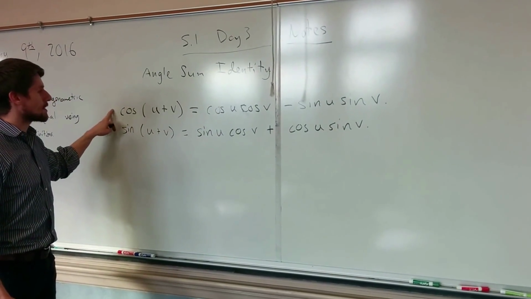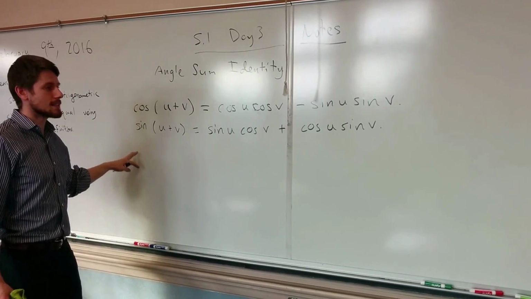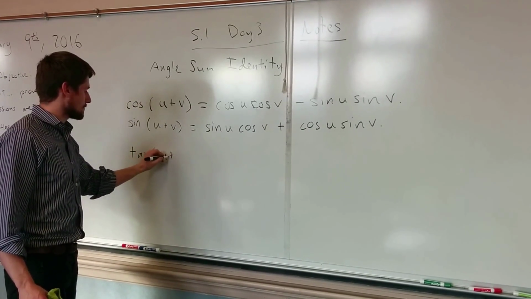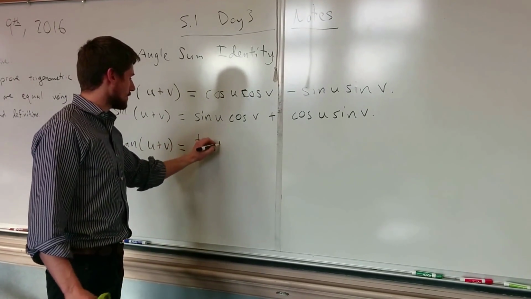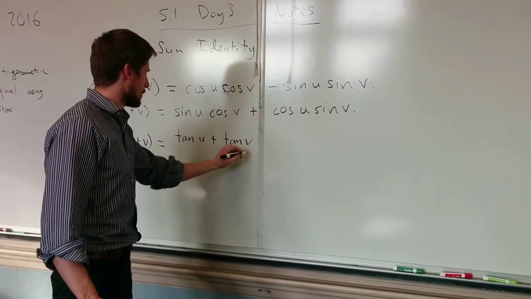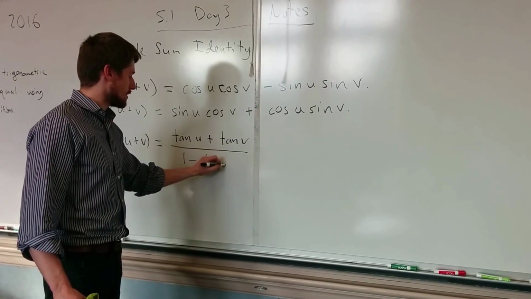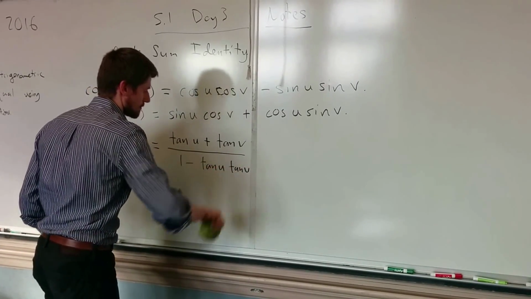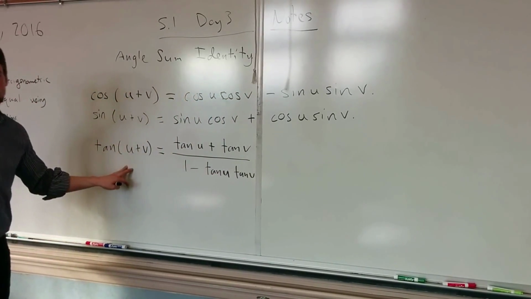You've seen the proof for cosine of a sum and sine of a sum. Now, to find the tangent of a sum, I'll write down what its identity is. It's tangent of the first angle plus tangent of the second angle, divided by 1 minus tangent u times tangent v. This is the tangent of a sum.